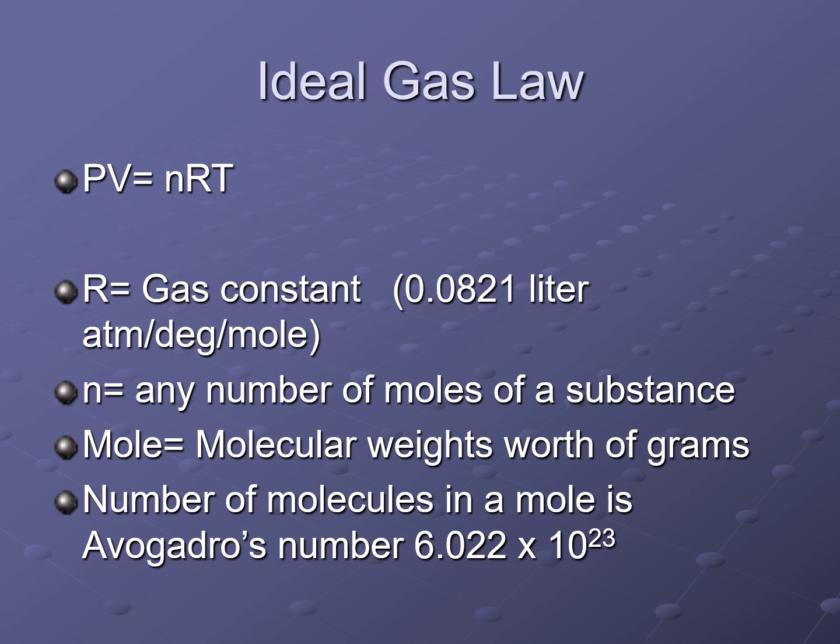The ideal gas law actually talks about a gas constant as well as any number of moles of a substance. This is used to try to figure out the amount of oxygen that someone's receiving at various pressures, at various temperatures. And you can see that pressure times volume equals the number of moles of a substance times the gas constant times the temperature. So we can actually use this equation to figure out how much oxygen someone is receiving.